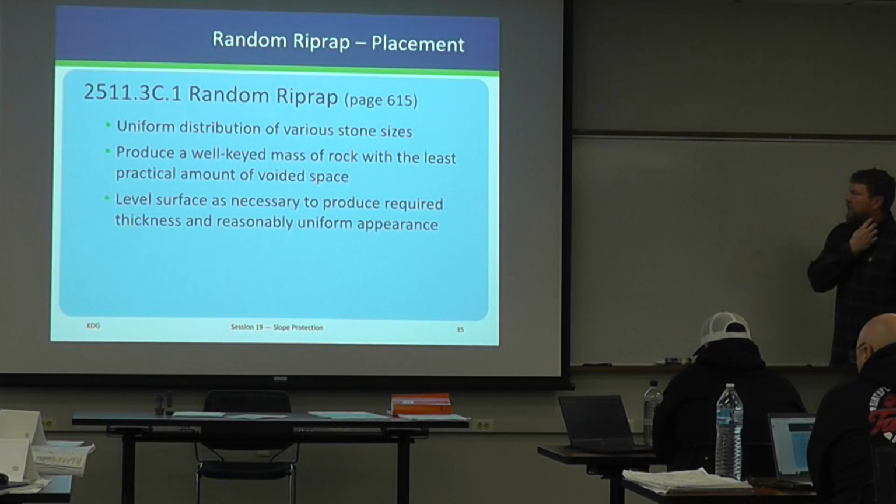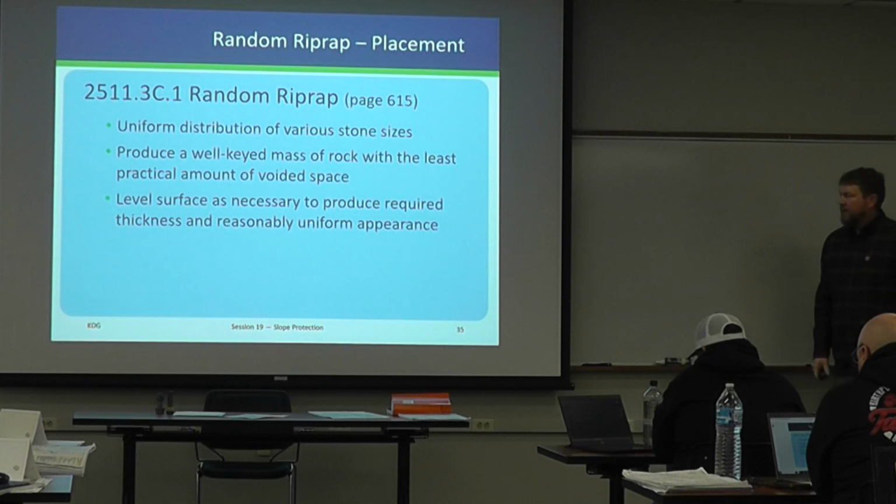The type of rock, you want it to be placed in a uniform distribution. So you don't want all your largest rocks sitting next to each other, and then 5 feet away you've got all the smallest rocks sitting right next to each other. They're not going to perform the way we want. The large rocks leave voids in between, and we want those to be filled with some of the smaller ones. So the goal is to provide a well-keyed mass of rock.